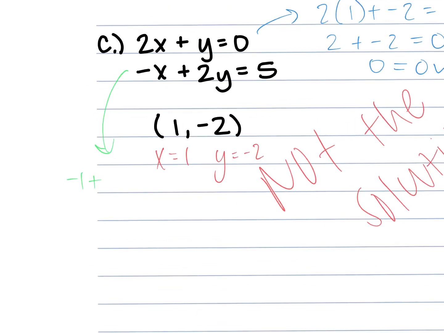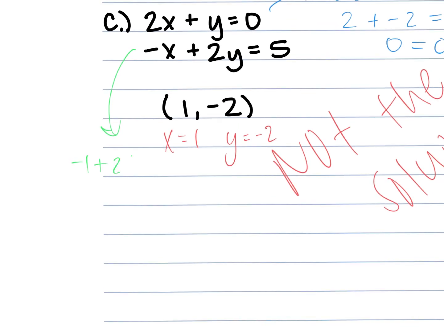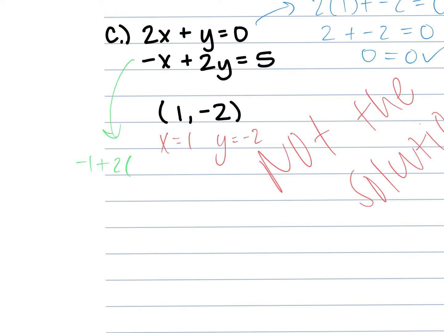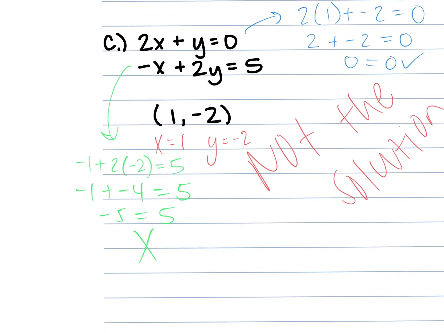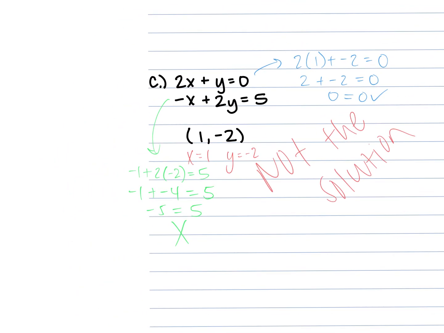Whoa, how'd you get plus negative 4? Because 2 times negative 2 equals negative 4. There we go. Negative 1 plus negative 4 equals negative 5. Negative 5 equals 5? Yes, which is not true. It's not the solution. Okay? So then this is not the solution. Very good, Addison. Any questions for Addison on that first one?